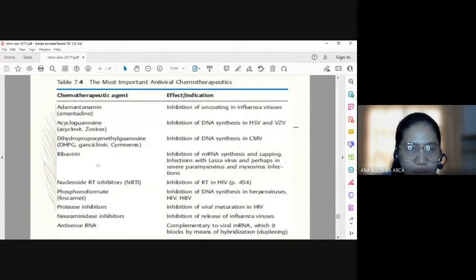So those are examples of chemotherapeutic agents, itong mga to. These are their targets. They inhibit the uncoating, inhibit the DNA synthesis, inhibit the mRNA synthesis, inhibit the reverse transcriptase, inhibit viral maturation, and inhibit the release of influenza virus. And these are examples of chemotherapeutic agents. So, basahin nyo na lang yan.